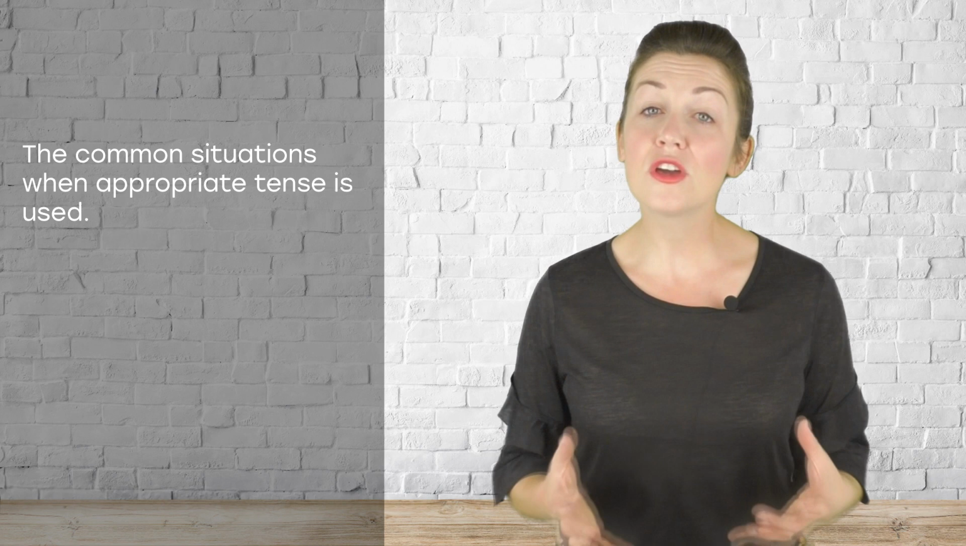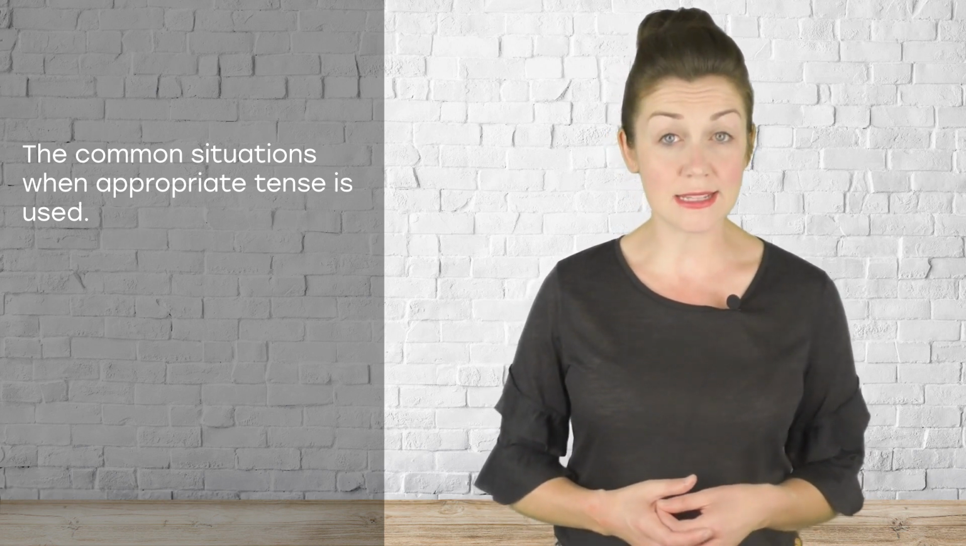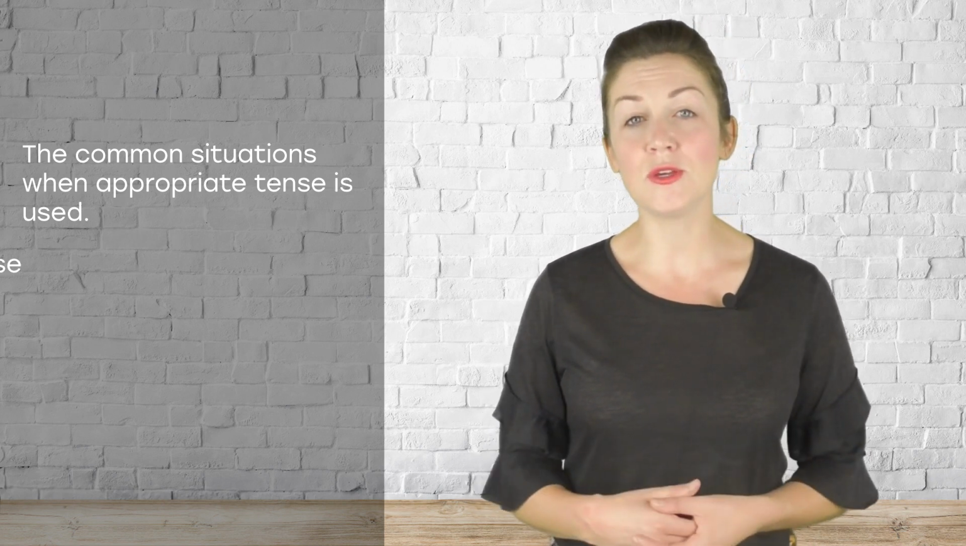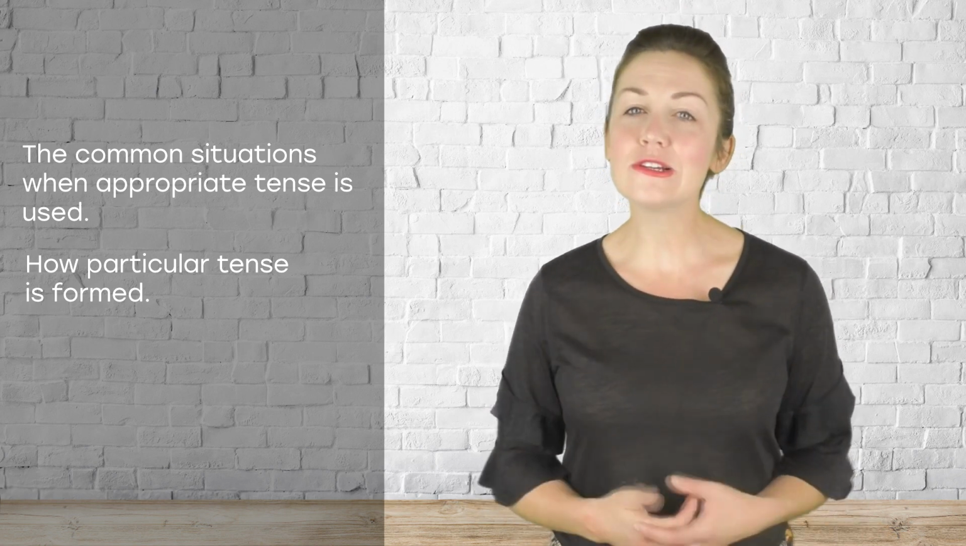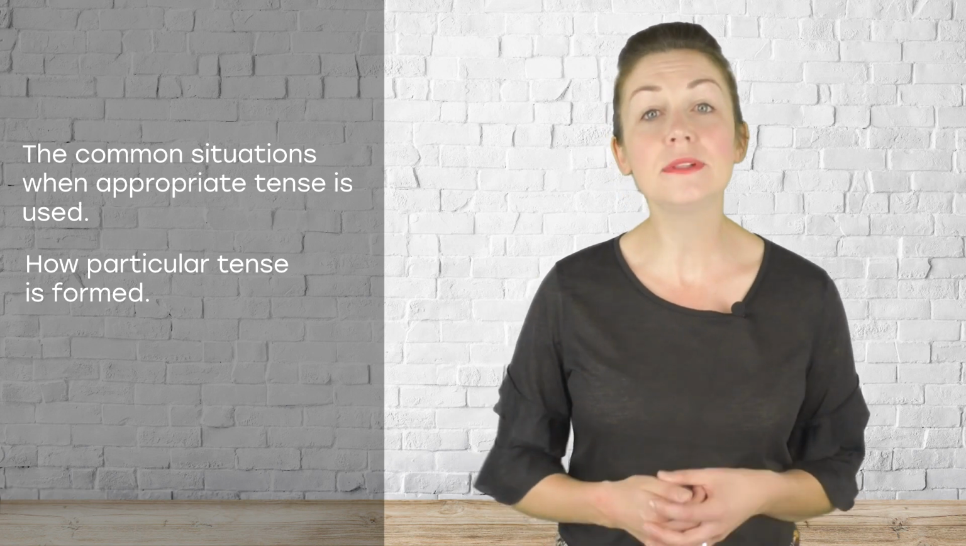We've already understood that the speaker uses the appropriate tense to show exactly how he or she sees the action of the verb. From my point of view, the best way to understand particular English tenses is to learn only two things. Number one, the common situations when the appropriate tense is used, and number two, how the particular tense is formed. Well, let's look at the cases when present simple tense is usually used.